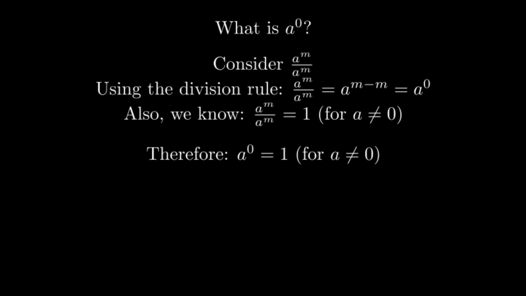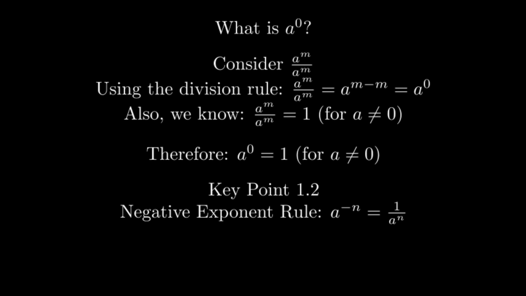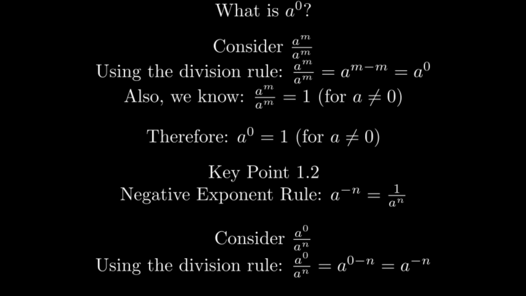Now what about negative exponents? A negative exponent indicates a reciprocal. Let's see where this comes from. Again, using the division rule, let's consider a to the 0 divided by a to the n.